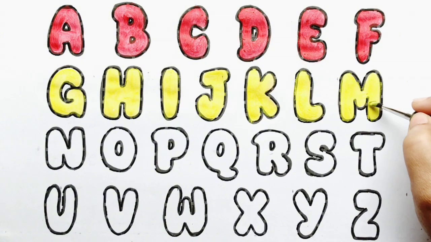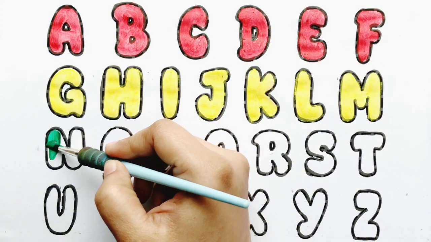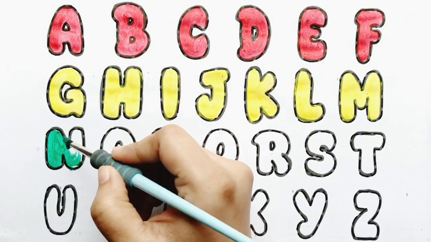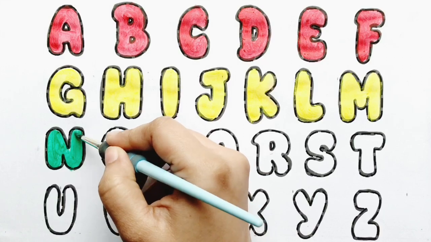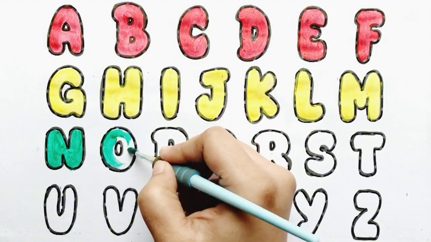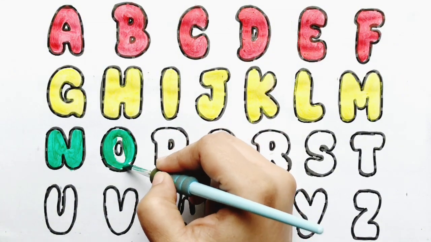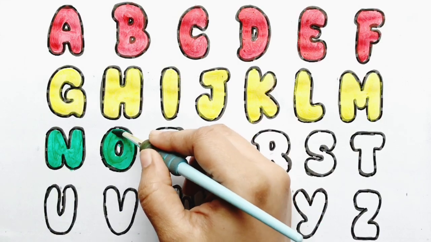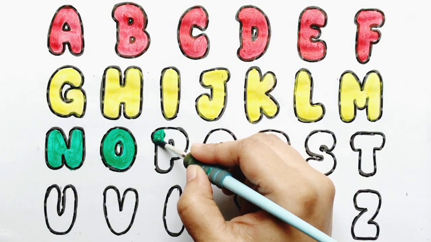1, 2, 3, let's go! A, B, C, count the rhythm and 1, 2, 3, we're singing. Green color. N for Nest. Count the rhythm and 1, 2, 3, we're singing all together. O for Ostrich. A, B, C, count the rhythm and 1, 2, 3, we're singing all together.